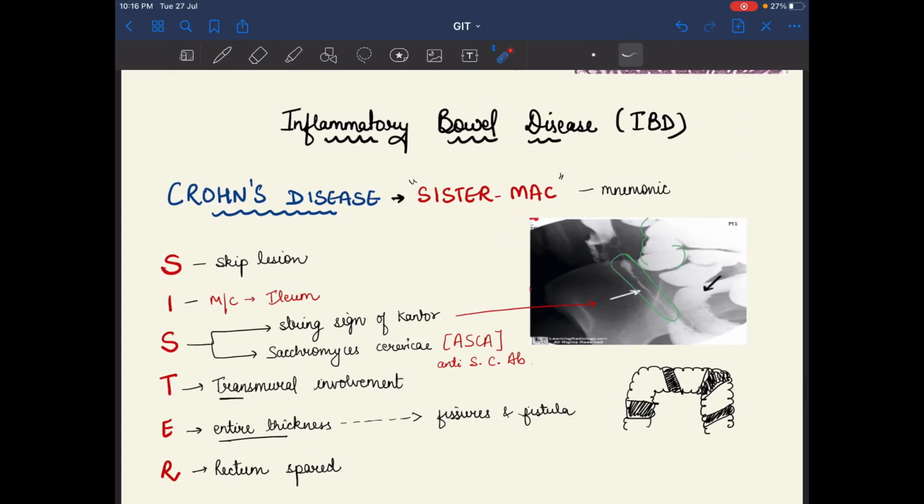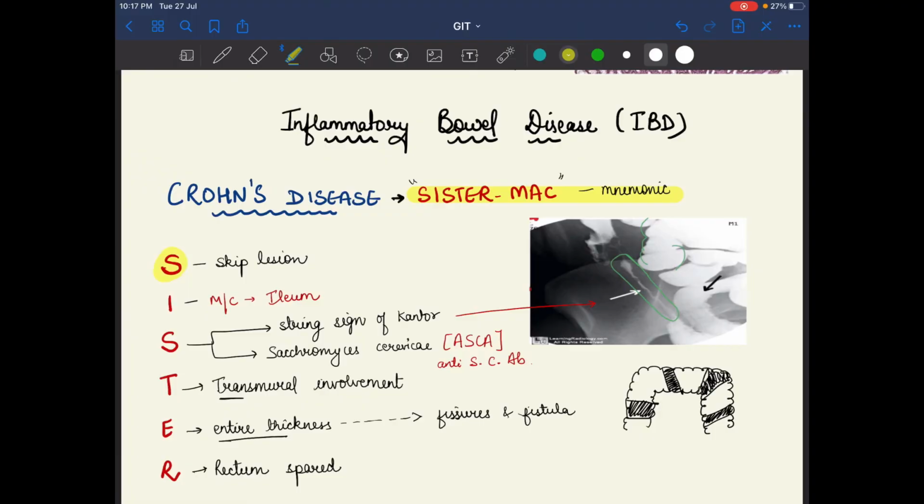After this, let's go to the inflammatory bowel disease, meaning the IBD. In this we have to study Crohn's disease and ulcerative colitis. So I have one trick for Crohn's disease, that is Sister Mac. This is our mnemonic for Crohn's disease, that is Sister Mac.